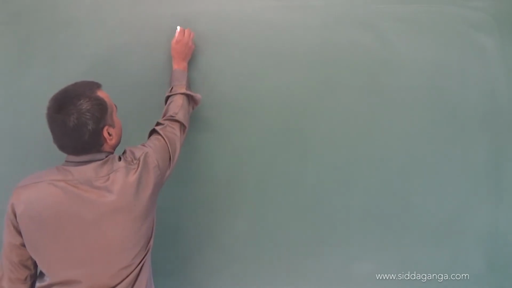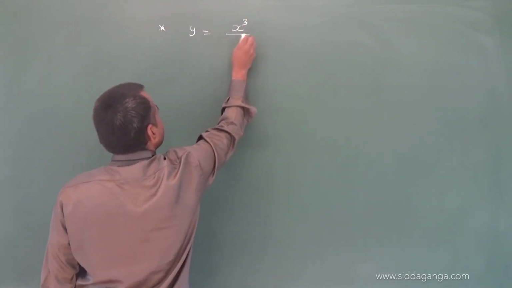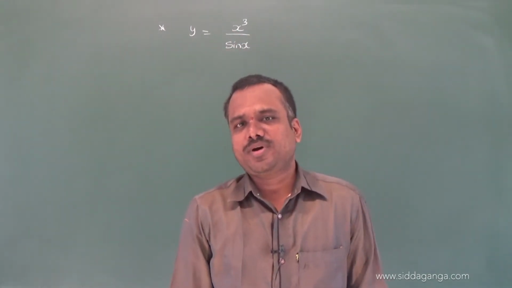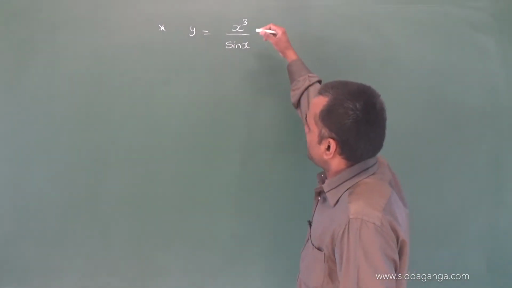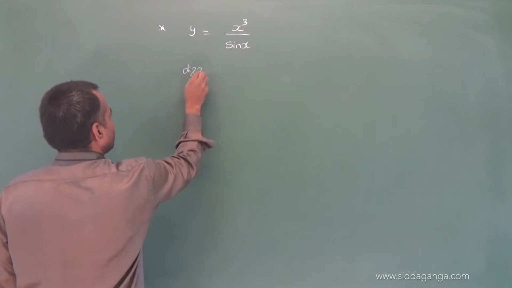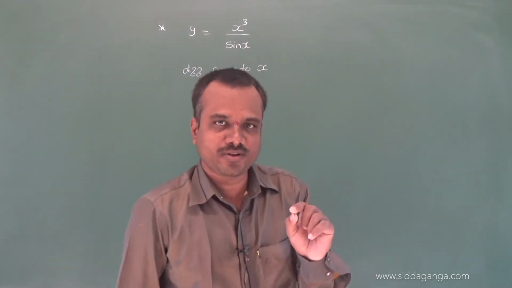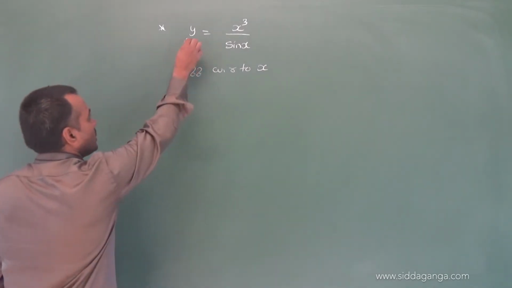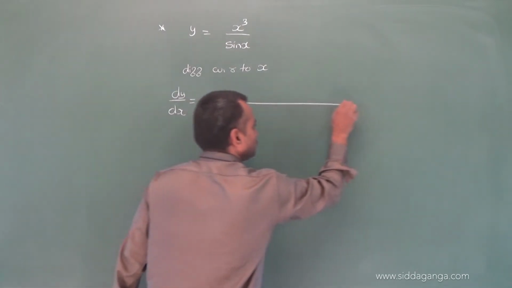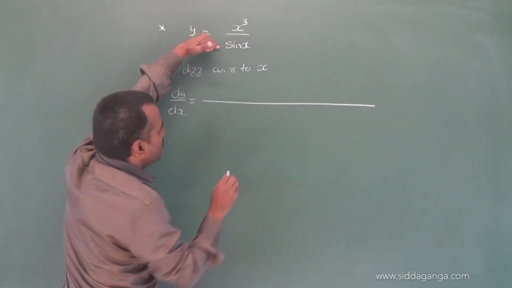So for example, y is equal to x cube by sin x, like this, x cube divided by sin x. So numerator is x cube, denominator is sin x. So first step, this is must and should, differentiate with respect to x. Everyone knows y with respect to x, dy by dx. The first step, what we do, denominator square.